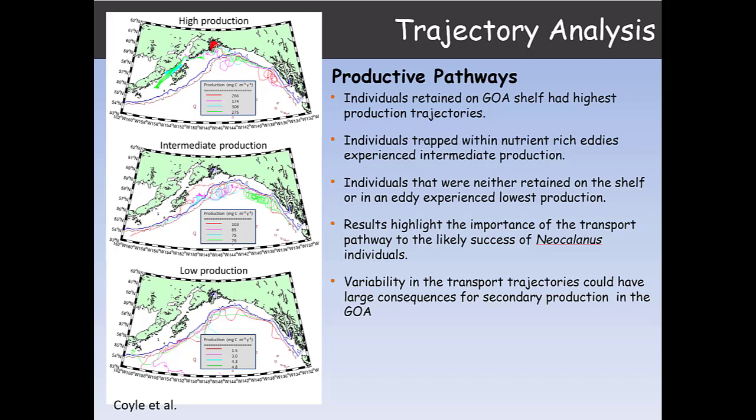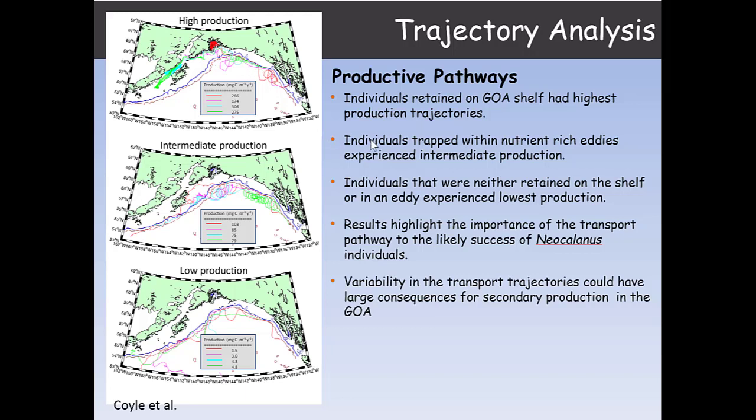So now let's take a look at examples of outputs from a trajectory analysis type individual-based model study. This is taken from a project that was headed by Ken Coyle. Here he was looking at why different scenarios led to more or less successful copepods within the Gulf of Alaska. So he found that individuals that were retained on the Gulf of Alaska shelf, here for example, generally experienced trajectories that had the most production within them.